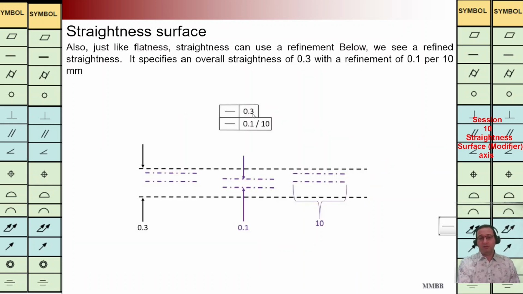So far, we have talked about this symbol. When we have a straightness and one number here, it means for the whole surface, for each line in the mentioned direction, we are going to use this tolerance zone, 0.3. But whenever we have this symbol, a straightness, and two numbers in this manner, we can see that for each 10 mm, we are going to have this tolerance zone for straightness.